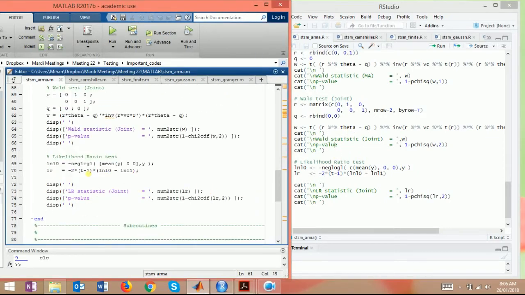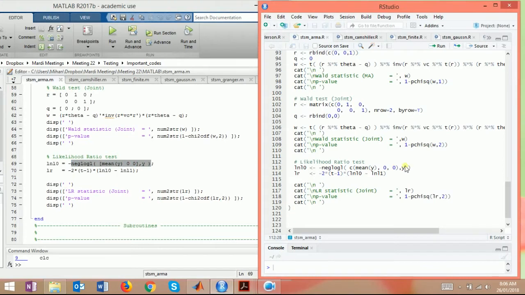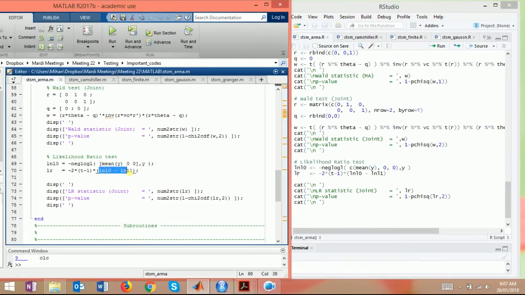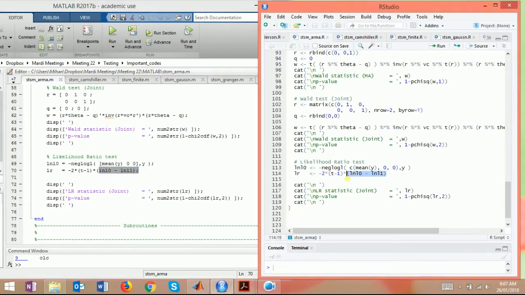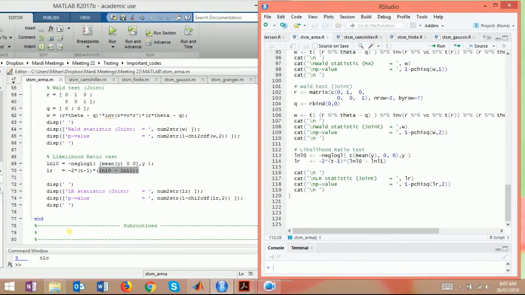And then the likelihood ratio test. Log L0 is neg log L, mean Y 0 0, which is mu, and the rest is 0, for Y, neg log L. We are calling the function, that's all. Combining mean of Y 0 0 and Y, we are calling the function, and doing T minus 1 times log L0 minus log L1. Log L0 minus log L1 is the likelihood ratio test. Again, chi-square CDF or chi-square.